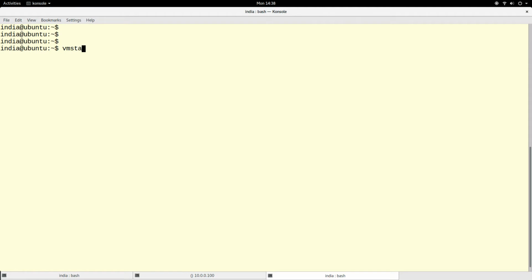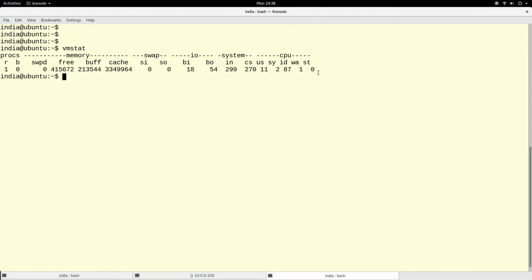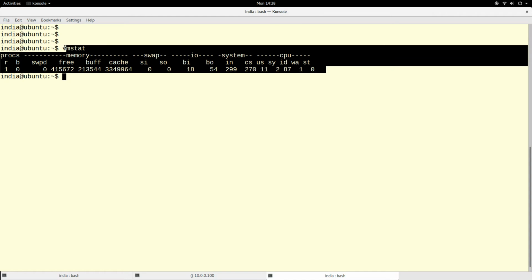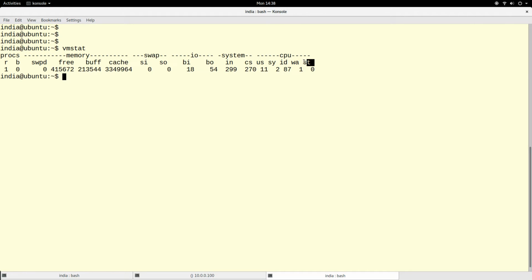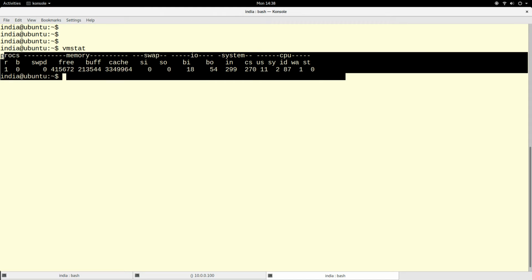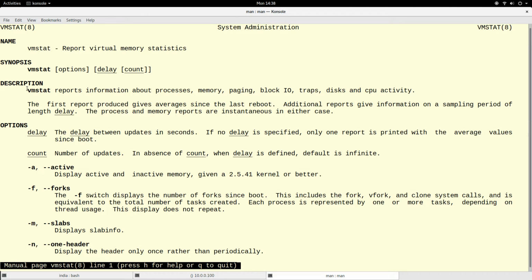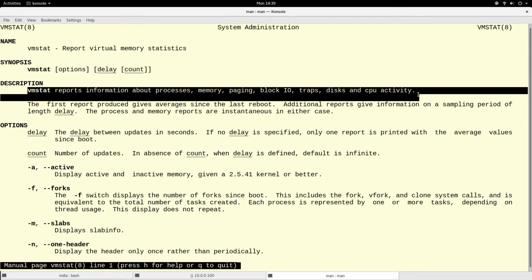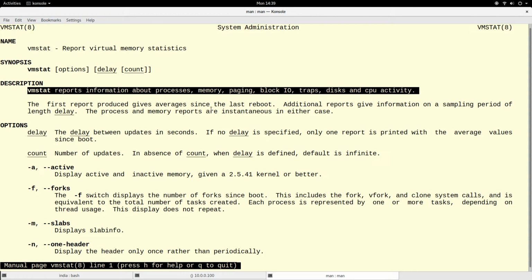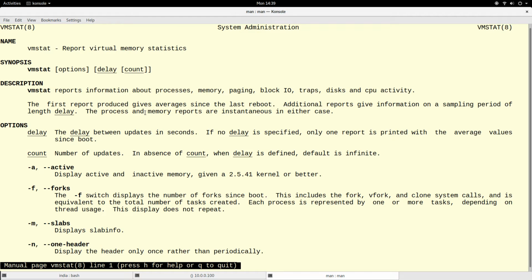You can run vmstat ordinarily, and it gives you some output. This output captures a lot of things that are going on in the system. If I run man on vmstat, it tells me, for example, that vmstat reports information about processes, memory, paging, block IO, traps, disk, and CPU activity. So this captures a lot of things about the system.